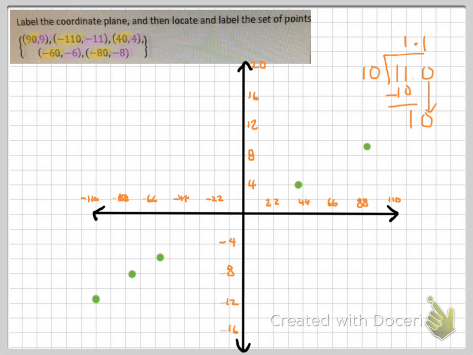All right, so there we were able to get all of our ordered pairs on our 10 by 10 grid, and we've maximized our space.